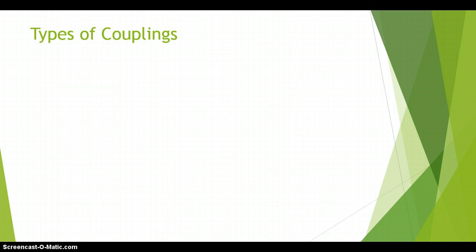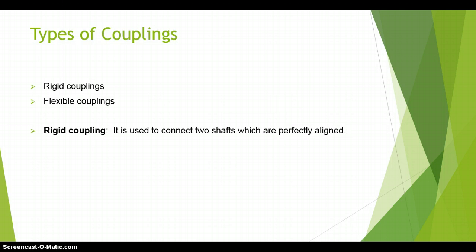Now let us come to the point, that is types of coupling. What are the various types of coupling that are used in real-time applications? Couplings are classified in two basic categories. One is rigid couplings, another is flexible couplings. The names themselves suggest that the first couplings are rigid and the second are flexible. Now we will go into detail.